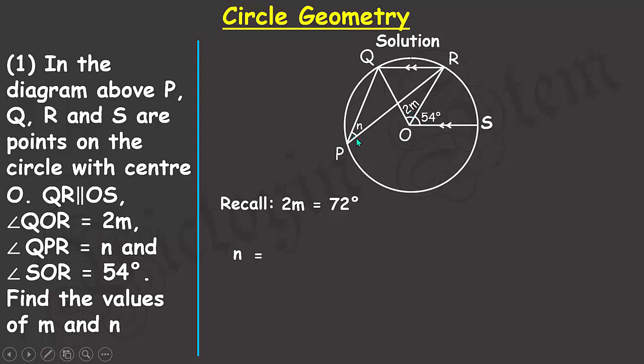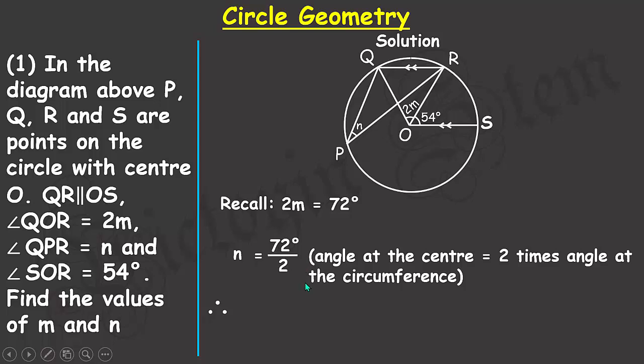Now if I revert the formula, I can say angle at the circumference is angle at the center divided by 2. So that is 72 divided by 2. Why did I say so? Because angle at the center is 2 times angle at the circumference. Therefore, n equals 36 degrees. So I've been able to find m and n in the first question. And that marks the end of the first question.